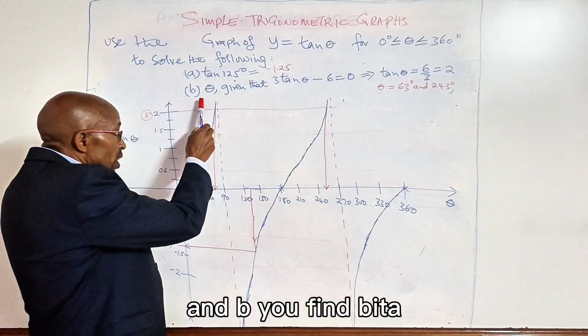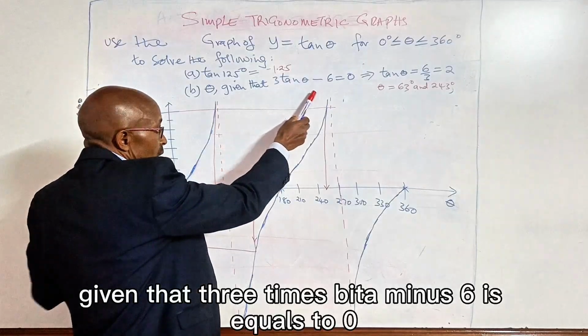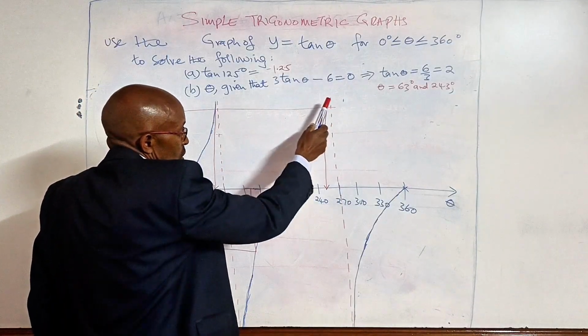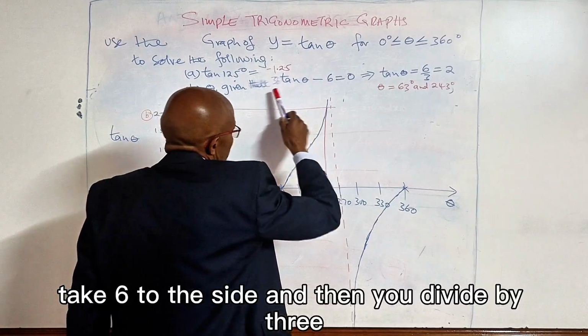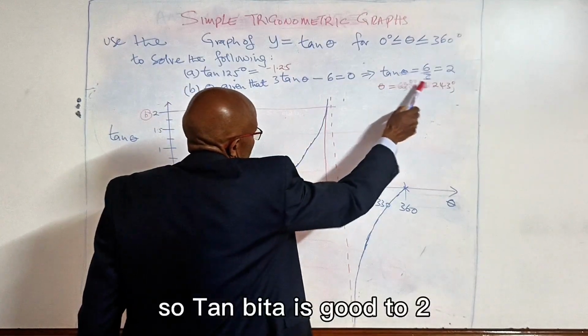And B, you find theta given that 3 tan theta minus 6 is equal to 0. Take 6 to the side, and then you divide by 3. So tan theta is equal to 2.